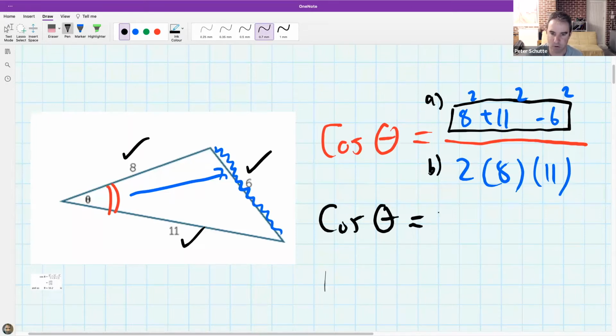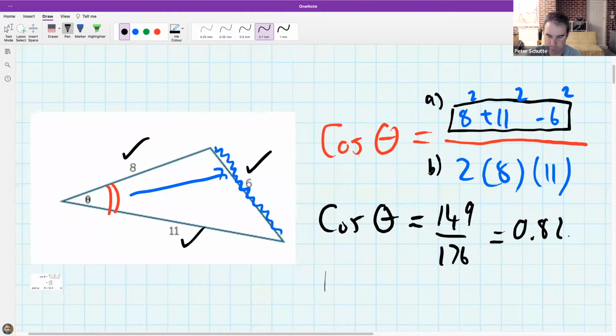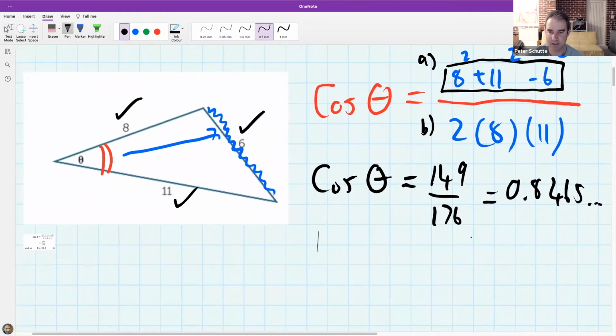And some people will have 149 over 176. Or if you hit the SD button, you get 0.8465, and so on. Here's the thing, guys. When you get a long decimal, you don't want to lose decimal places. So what I would suggest is you can store this value. When you hit equals, it gets stored in the answer value. Or if you hit the SD button, you just get this fraction, which you can use. Both are fine. The last step is to then go, theta will equal shift cos, or cos minus 1, of the value that you had above.